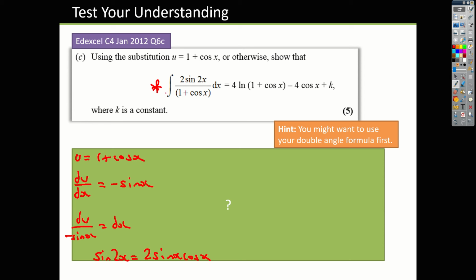So here's my integral, star. I'm going to rewrite it again, which is 2 times 2 sine x cos x. That's according to the bottom line down there. Over 1 plus cos x. And then dx we've written as du over minus sine x.